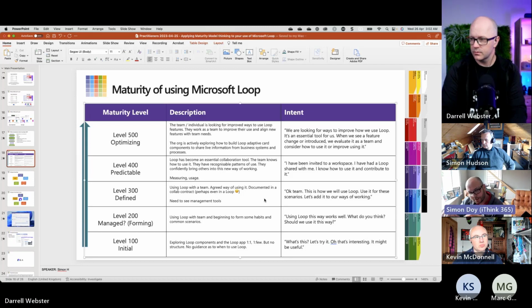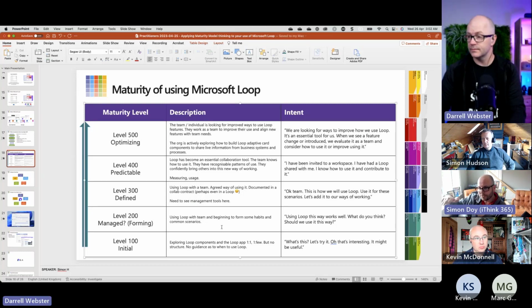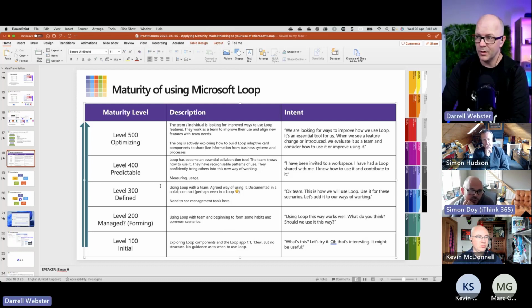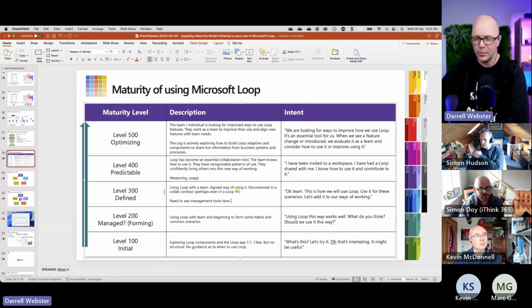Yeah, so maybe there is another measure, which is where Loop is, and it's at 200. It's actually the product itself that is at 200. Oh yeah, that's it. My lens over this was purely how are we using it and working out our ways of working, but maturity models are a lot larger than that.